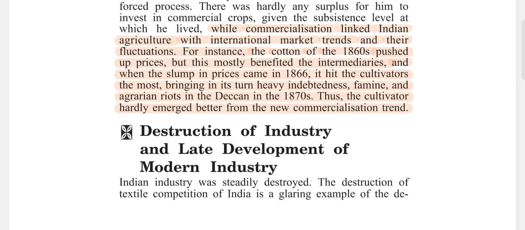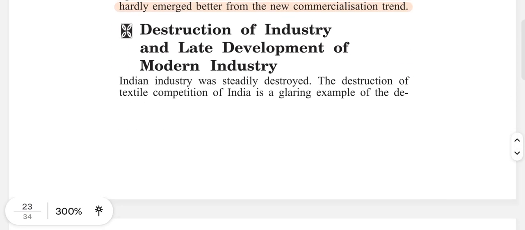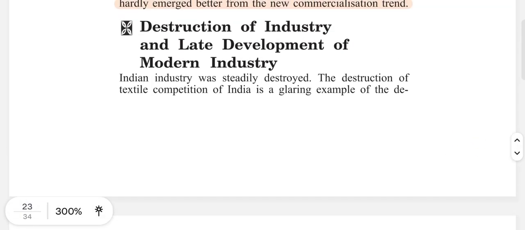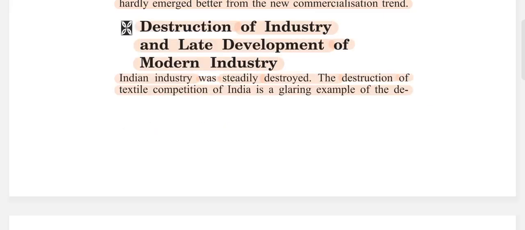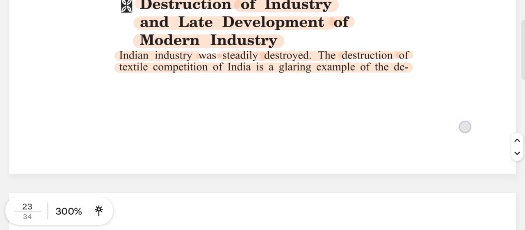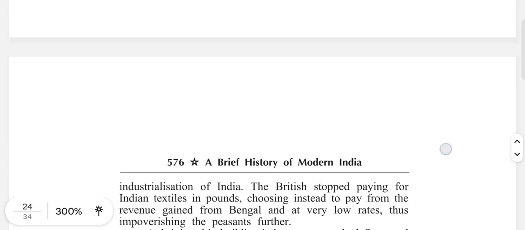Destruction of industry and late development of modern industry. Indian industry was steadily destroyed. The destruction of textile competition of India is a glaring example of this. The servants of the company forced the natives to buy dear and sell cheap. Enormous fortunes were thus rapidly accumulated at Calcutta, while 30 millions of human beings were reduced to the extremity of wretchedness. They had never had to live under tyranny like this.